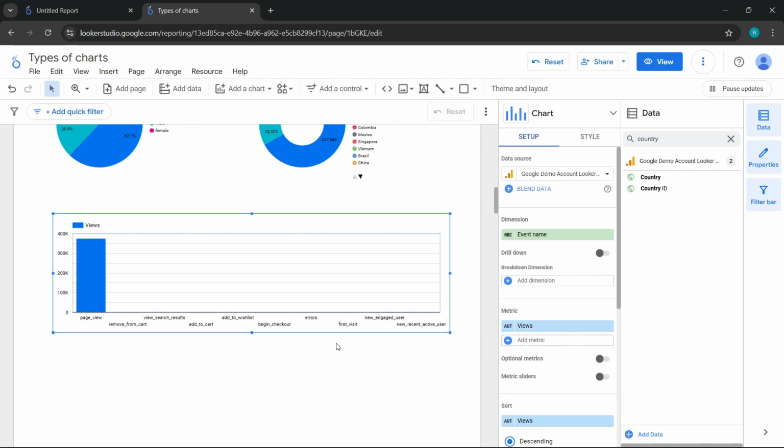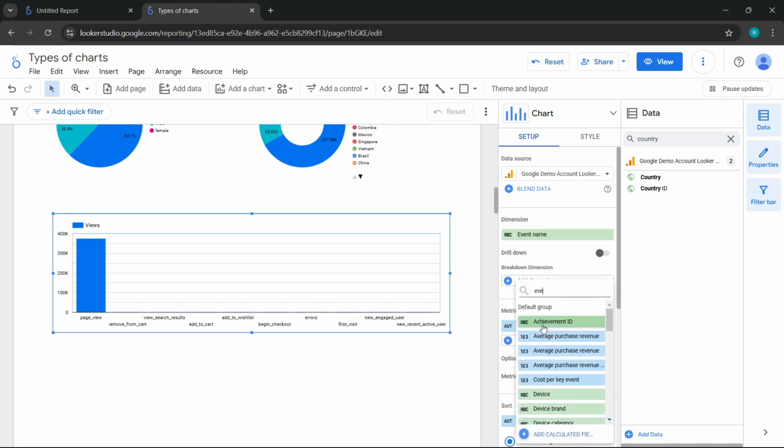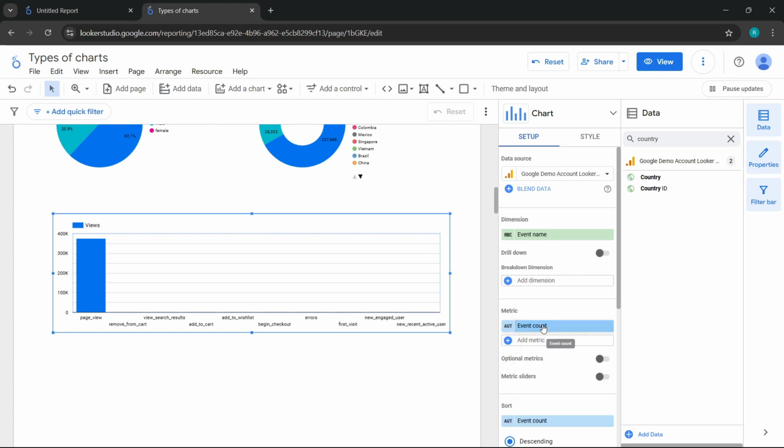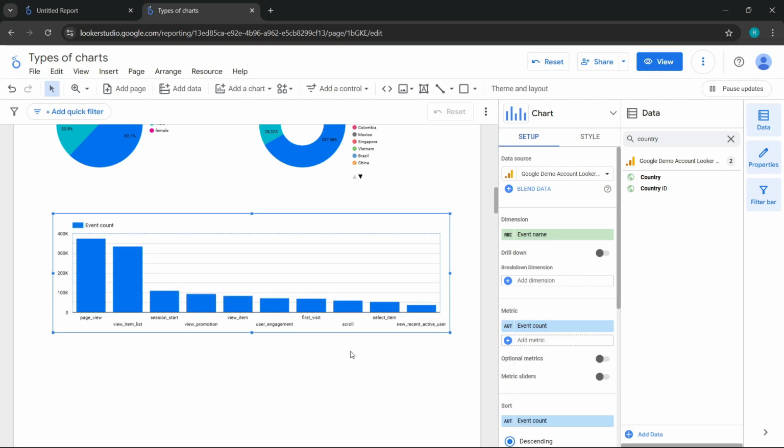If I'm selecting event name, I cannot directly relate it to views. What I should do here is change the metric from views to event count. Notice that the chart changed, and now has coherence between the relationship of dimension and metric. Now I no longer have the number of views, but the number of events corresponding to event name.